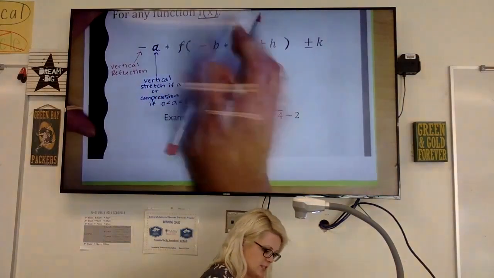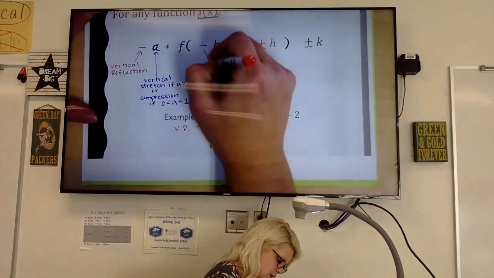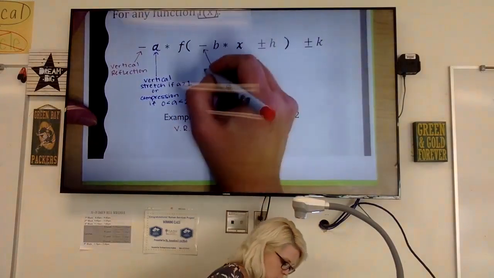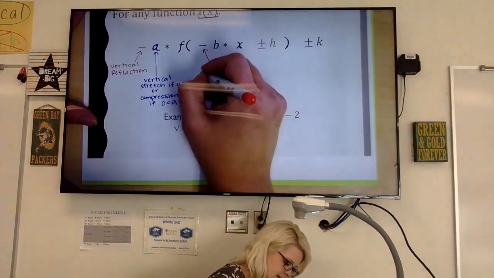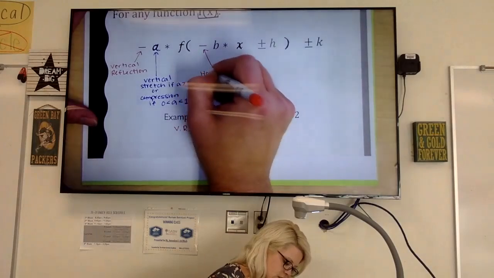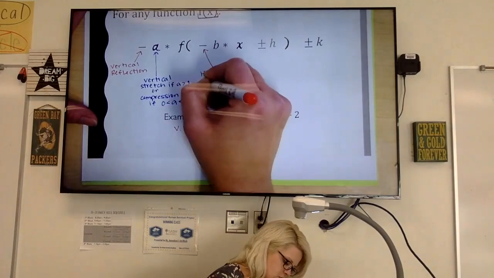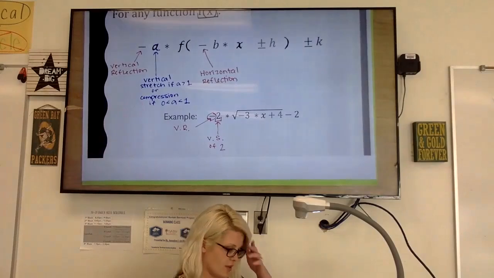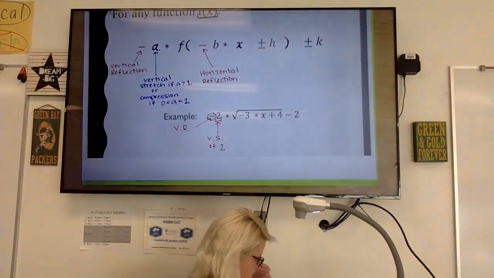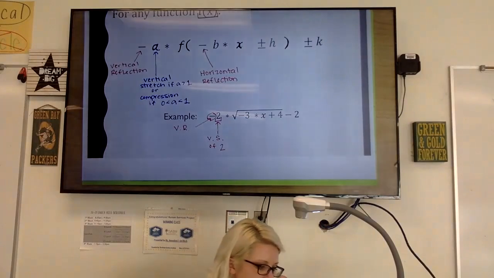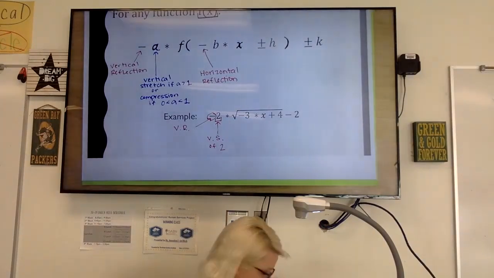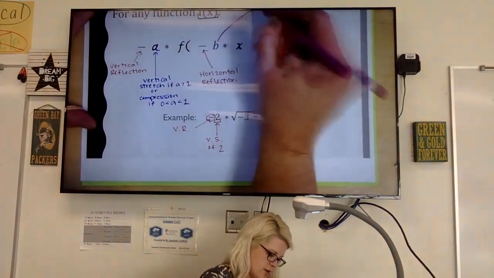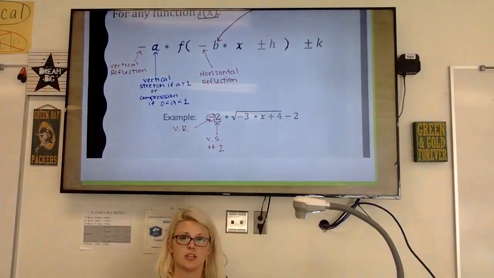This f and parentheses are just saying function notation, so we don't need to label anything there. f is not a variable in this case. A negative inside the function will also represent a reflection, but if it's inside the parentheses, inside the function, it is going to be a horizontal reflection instead of vertical. Then, I'm running out of colors. A number being multiplied inside the function. I have to draw it up here. This one needs a little explanation.